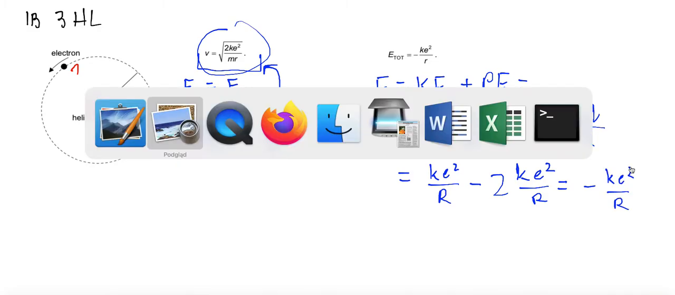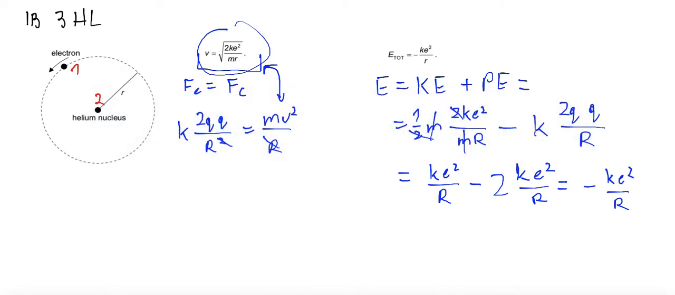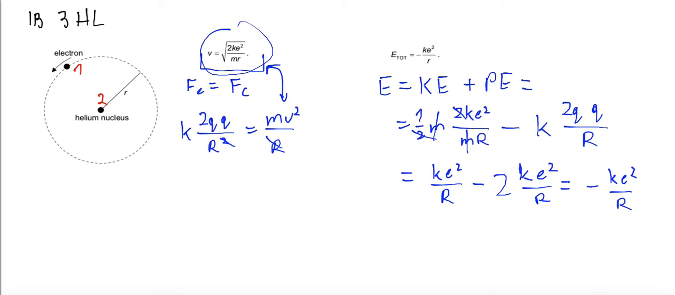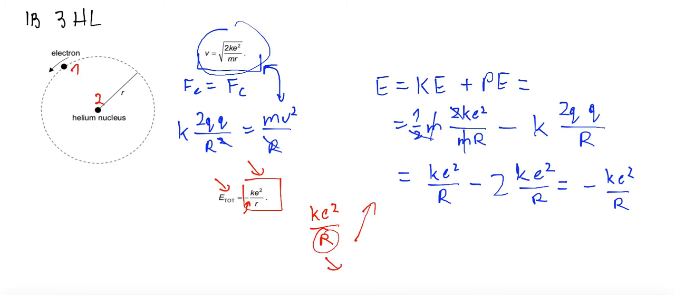Okay, so next exercise. In this model, the electron loses energy by emitting electromagnetic waves. Describe the predicted effect of the emission on the orbital radius. So again, let's focus on this total energy. When the electron loses energy, the left hand side goes down, so the right hand side also goes down, but the right hand side is negative. This is a negative sign, which means that ke squared over r must increase, so the denominator r must decrease. So the result is that the radius decreases.